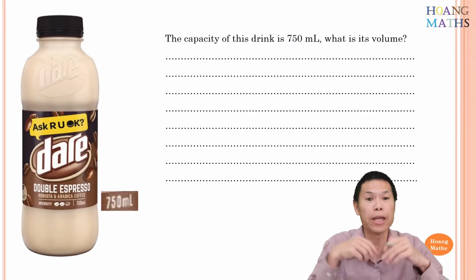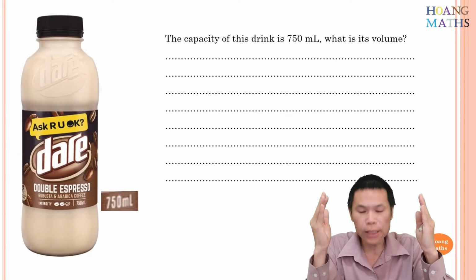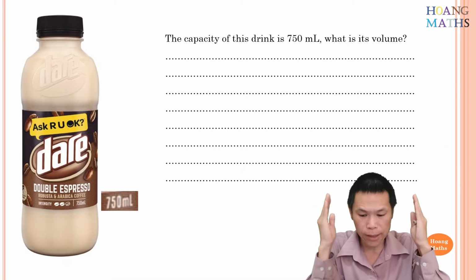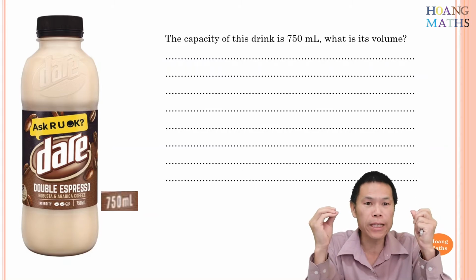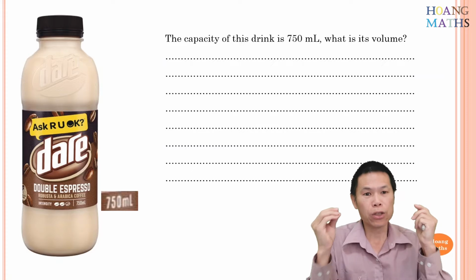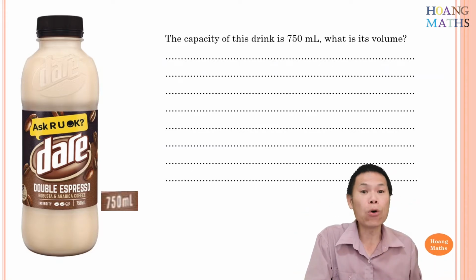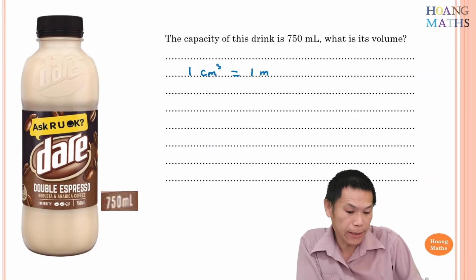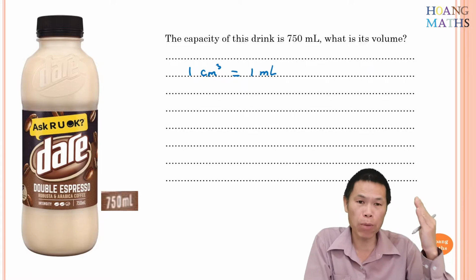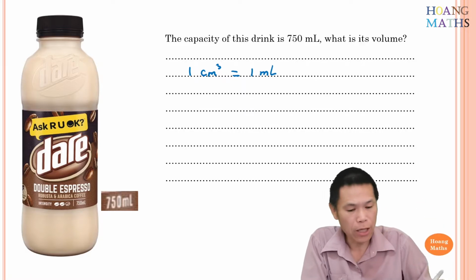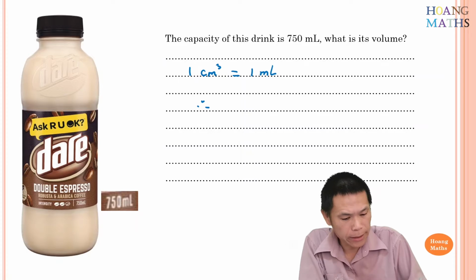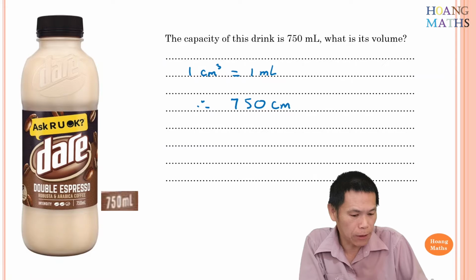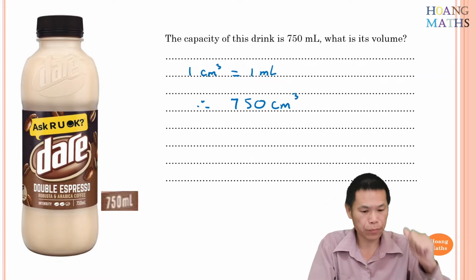First one, we know the capacity of this bottle here is 750 milliliters. So what is the volume of this? To work out the volume, first of all, we know that 1 cubic centimeter is equal to 1 milliliter, and the capacity of this bottle is 750 milliliters. So therefore, it is 750 centimeters cubed. That is the volume.